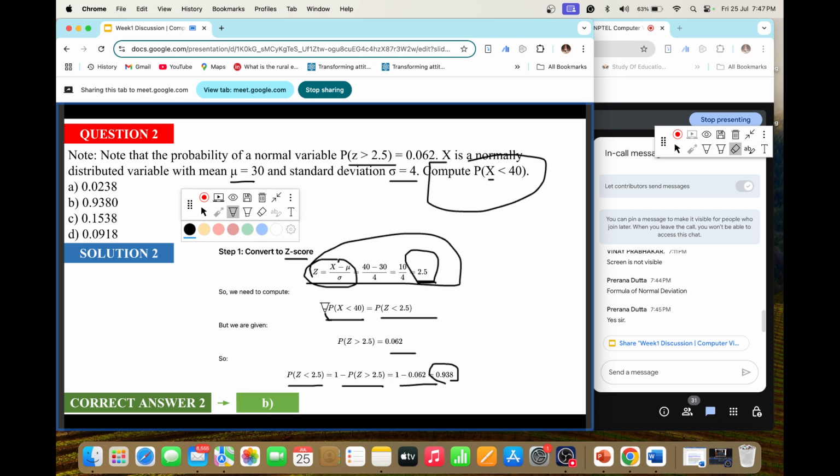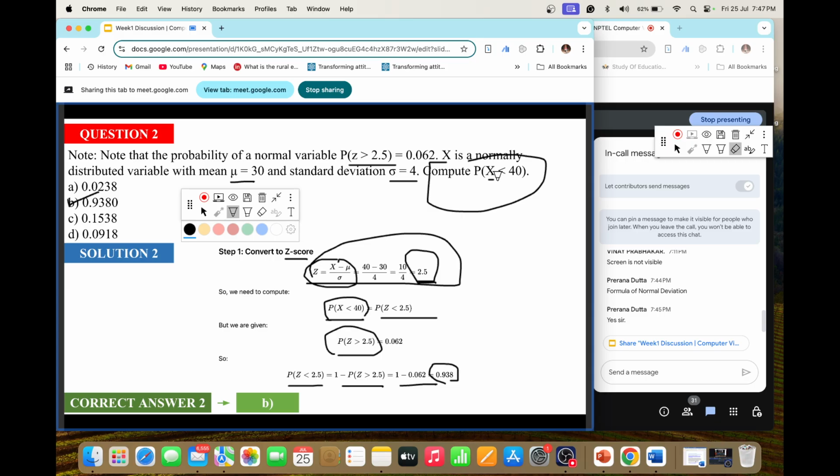Now the analogy is, we need to find the probability of x lesser than 40, which is equal to the probability of z lesser than 2.5. We are already given the probability of z greater than 2.5, that is 0.062. Now we can find the probability of z lesser than 2.5, that is 1 minus the probability of z greater than 2.5, that is 1 minus 0.062, that is 0.938. Okay, so option B is your answer.